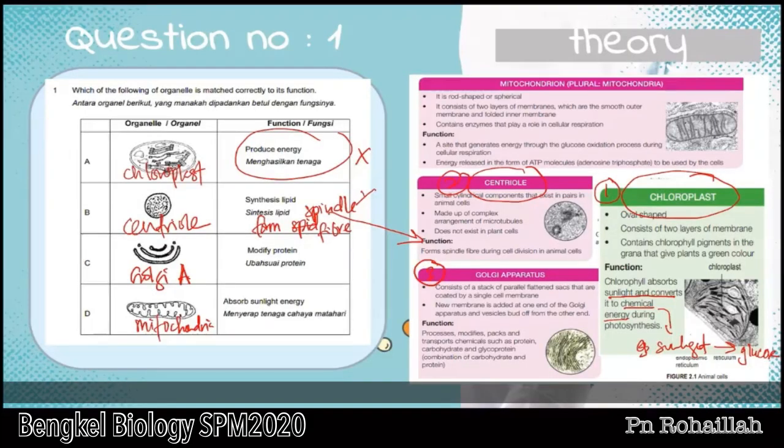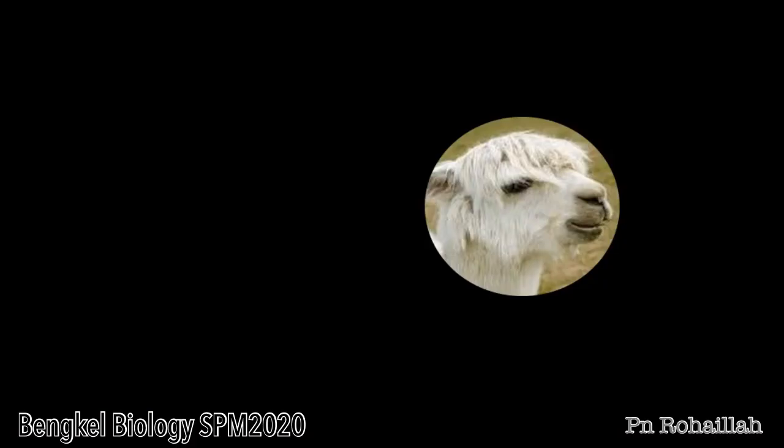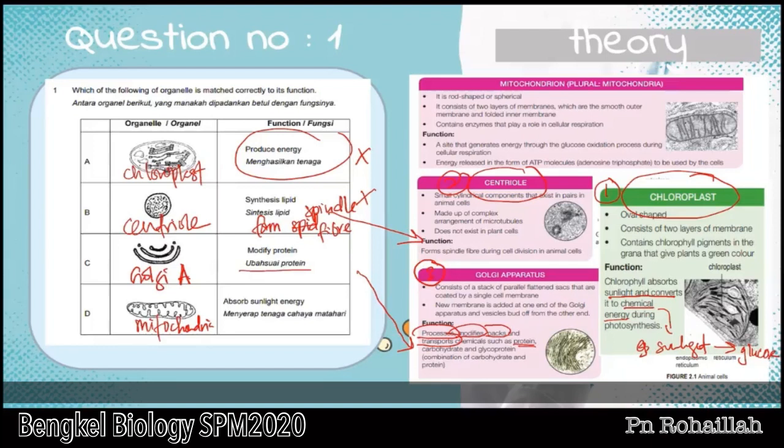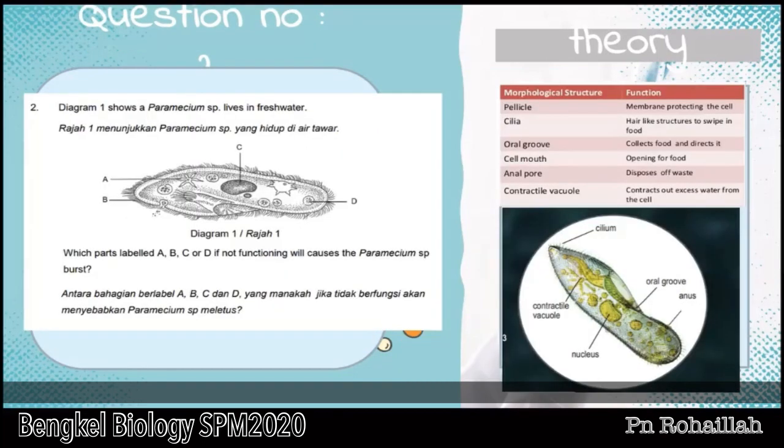Okay, next. C. C is Golgi apparatus. So Golgi apparatus, look at the function. So look at the function in the slide there. So function for Golgi apparatus to process, modify, pack, and also transport chemicals such as protein. So look at the function given in the questions. Function for Golgi apparatus to modify protein. So correct. Okay, so the answer is C. Boleh? Okay, next.